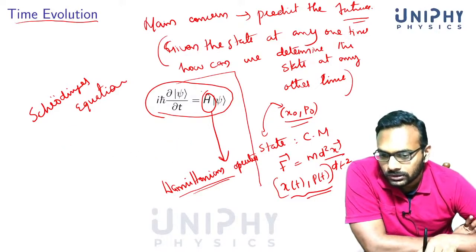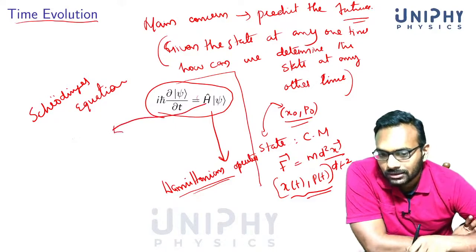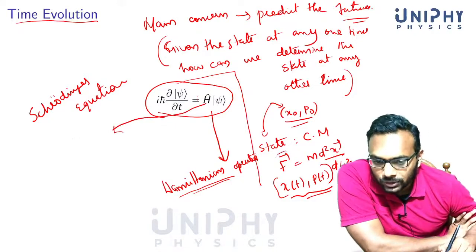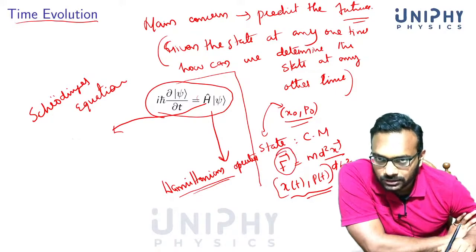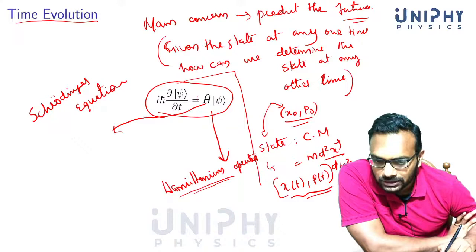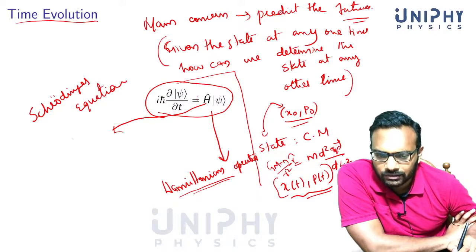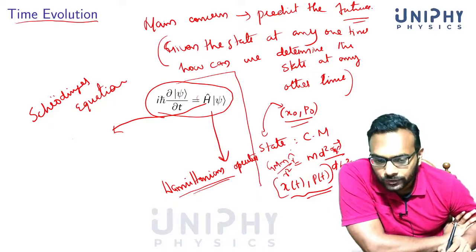So now solving a quantum mechanical problem means knowing the Hamiltonian, right? Solving Newton's equation means knowing all the forces acting on the system. If it is, for example, the gravitational force G m m by r square r cap, or we'll write it as r vector. So if you know the force, you can solve it.